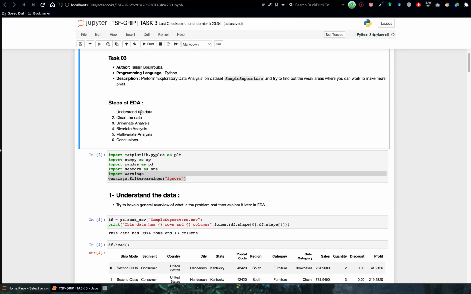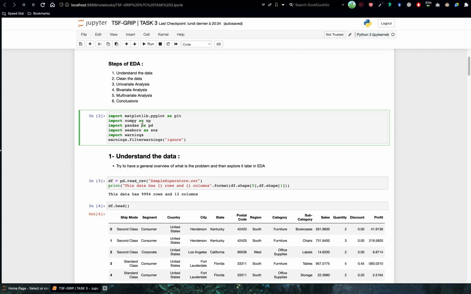The steps of the EDA are as follows. We try to understand the data, clean it, do some analysis: univariate, bivariate, multivariate. We'll go over them later. And then draw the conclusions or the decisions which will help make more profit.